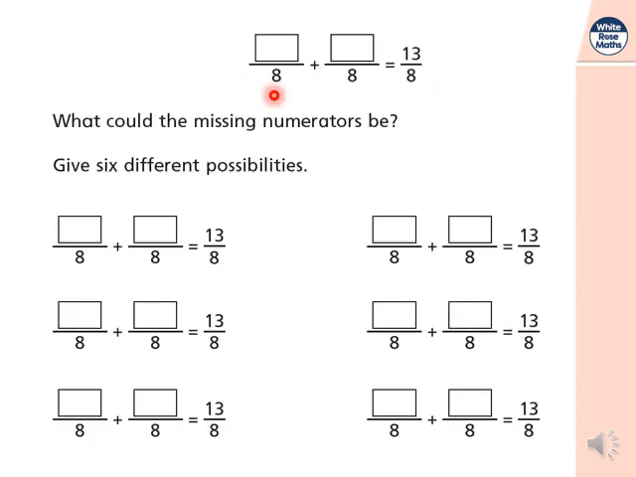Let's have a look at this question now. You've got missing numerators. What could they be? It would be something eighths, add something eighths, equals 13 eighths. And it asks you, can you give 6 different possibilities? Pause the video and have a think. What could those 6 possibilities be?